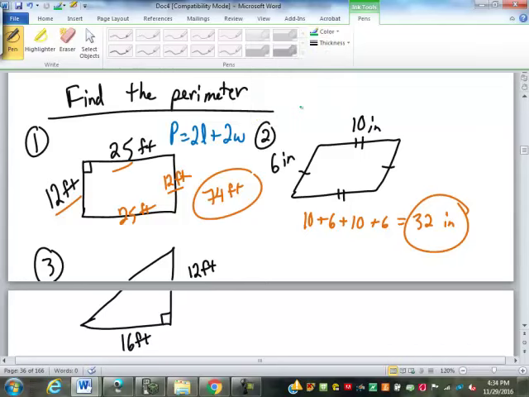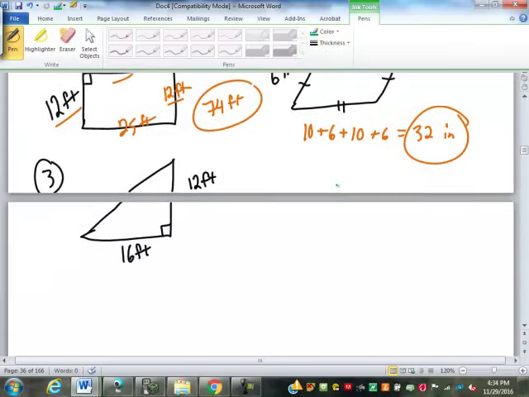For number 3, it looks like we're missing information, but we're really not. We have that this side is 12, and this side is 16. It looks like we don't know this side, but we do because it's a right triangle. How do we find that side?